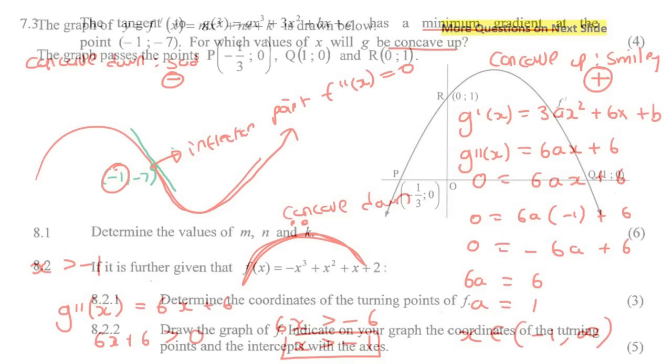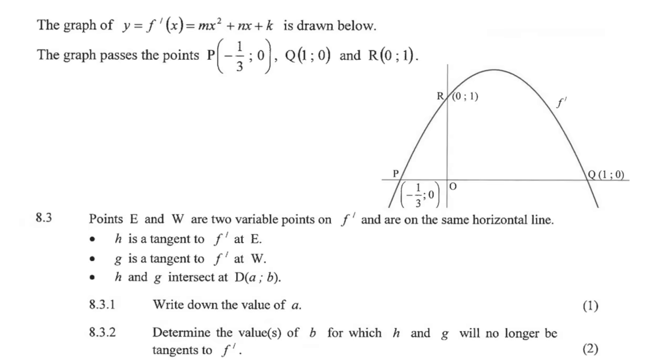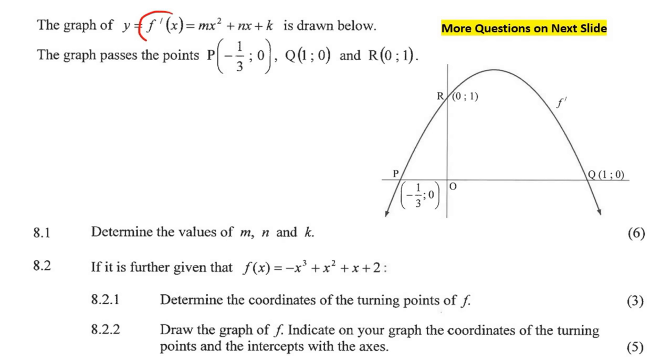The first thing I want to show you is that the questions will carry on for this one. So we've got these ones over here, and then we've got this one over here. The graph of the first derivative, remember when they have that, that means the first derivative is drawn below. The graph passes through the following points. The first question says, determine the values of m, n, and k.